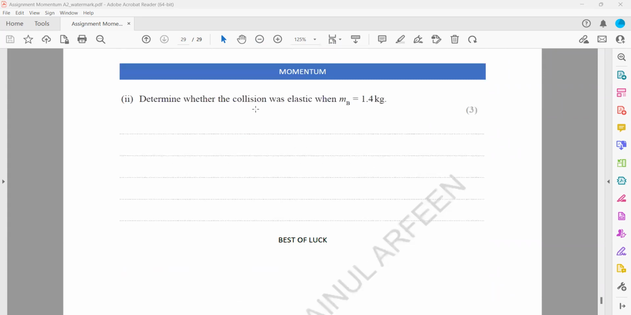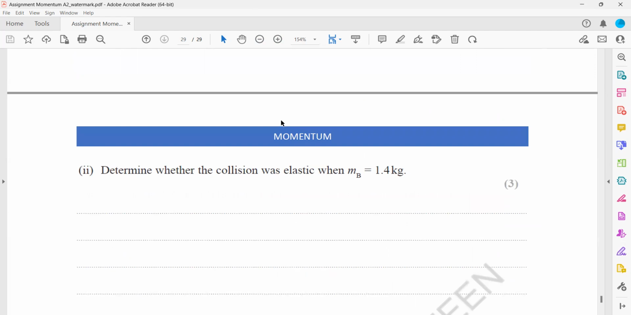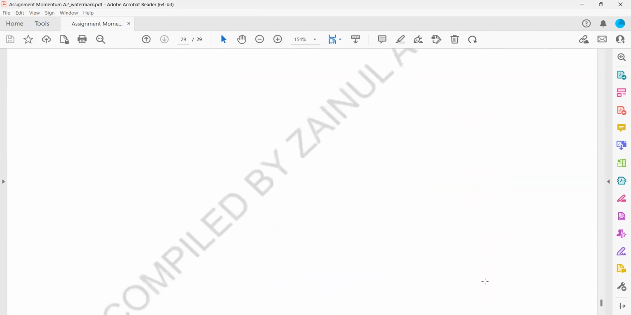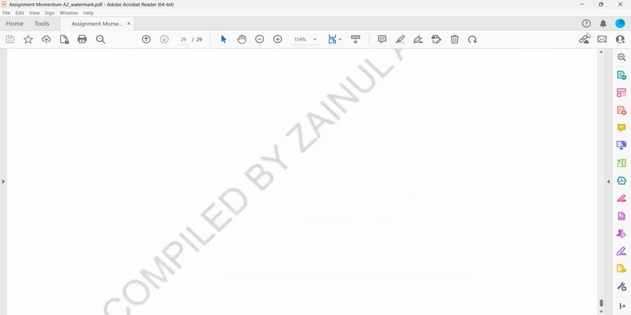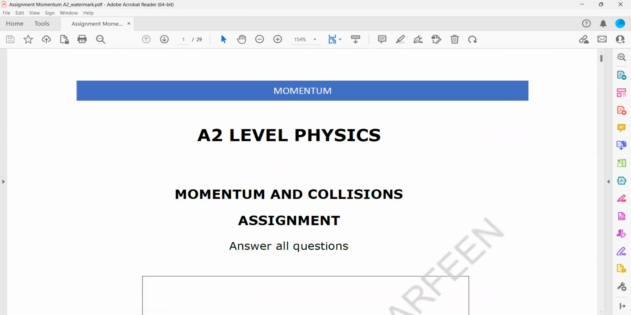And then determine whether the collision is elastic or inelastic. You have to use a formula: the kinetic energy before and after must be equal. Half mv squared before the collision should equal the sum of half mv squared for mass A and mass B after the collision for the collision to be elastic. So this was question 26. Any other question or doubt from this exercise?